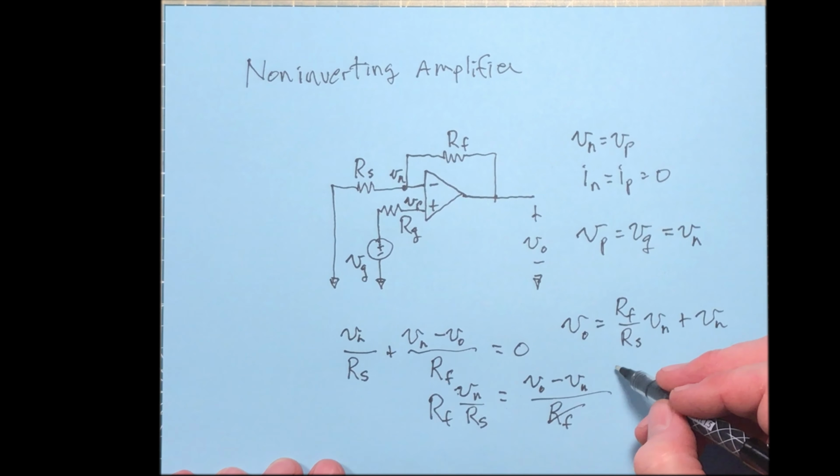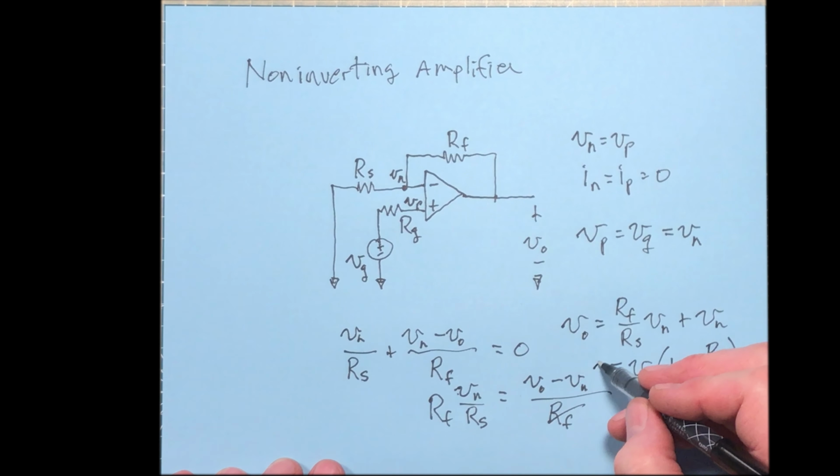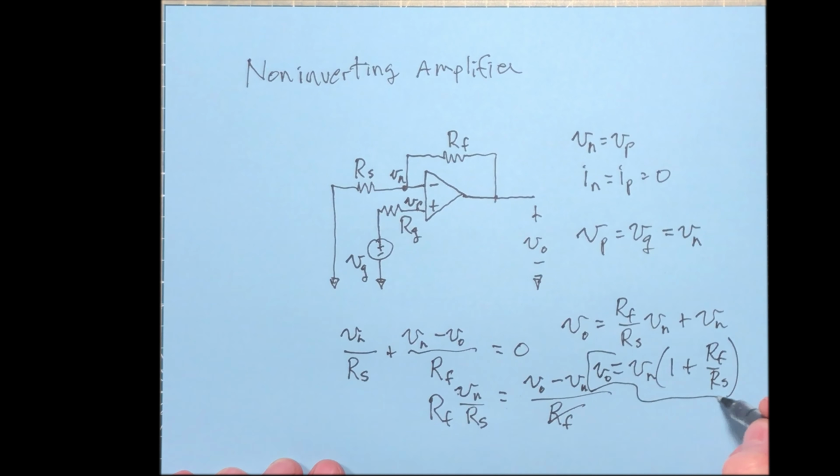So we could factor out a V sub n. It's going to be 1 plus R sub f over R sub s. All right, so there is our output. Squeeze it in right there. And you notice the output is non-inverting. So there's no negative sign here, so it matches the input. In other words, if this is positive, then this will be positive as well.